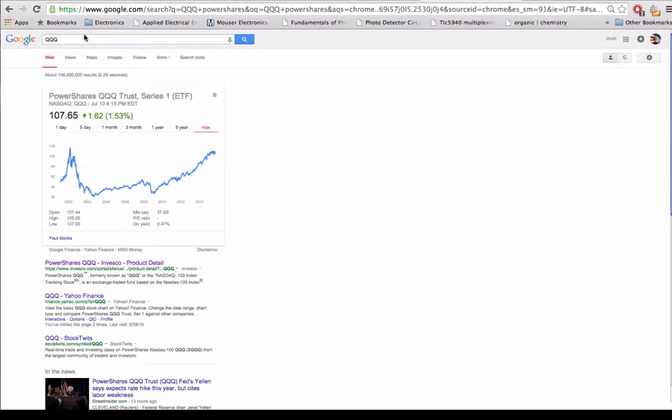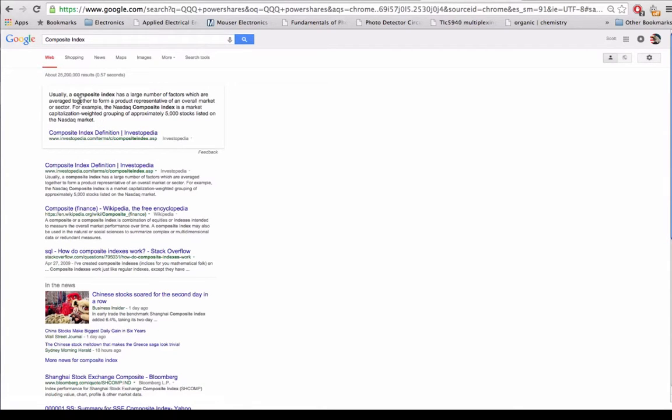Okay, let's look up what is a composite index, right? Composite index, that sounds like something fancy. No, look, a composite index has a large number of factors which are averaged together to form a product representative of an overall market or sector. I'm stating right now that Bitcoin should be your indication as like a composite index for all other alts.